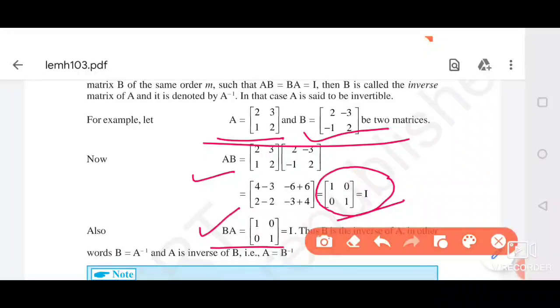So B is the inverse of A and A is the inverse of B. So in words they have written B equal to A inverse. That means B is the inverse of A and A is the inverse of B. So A equal to B inverse.